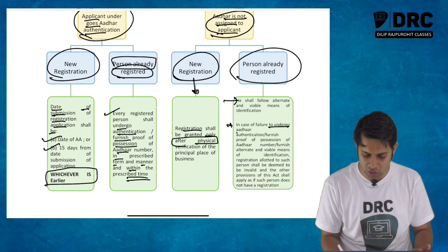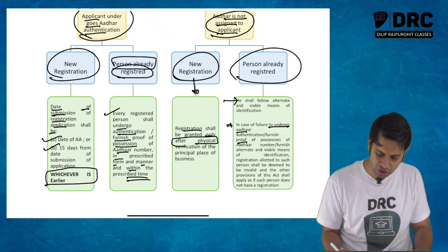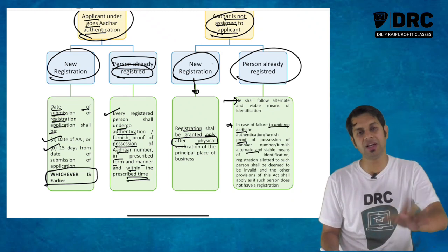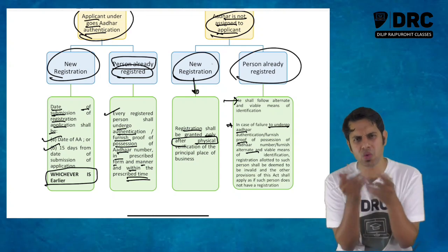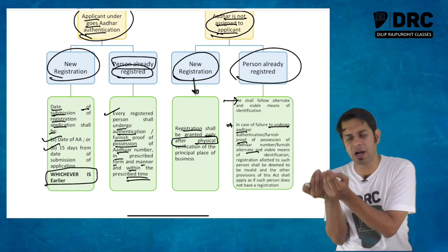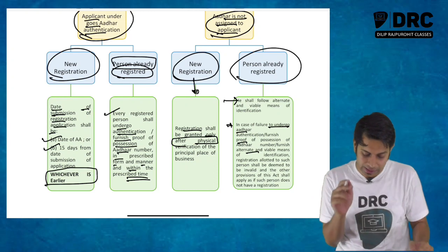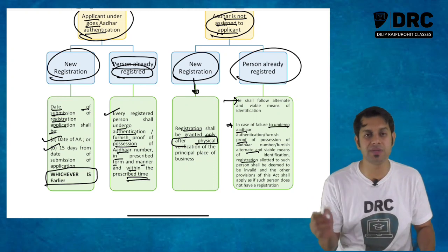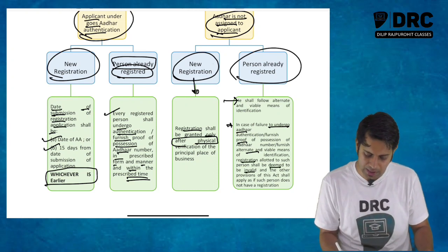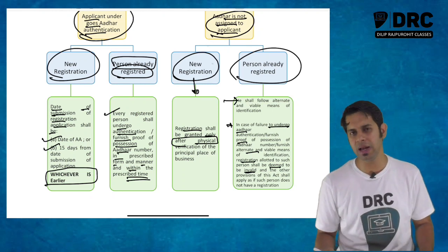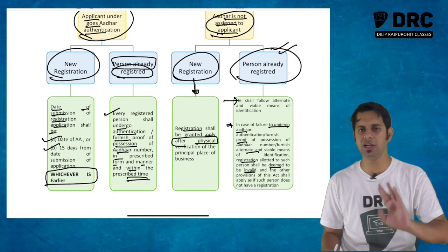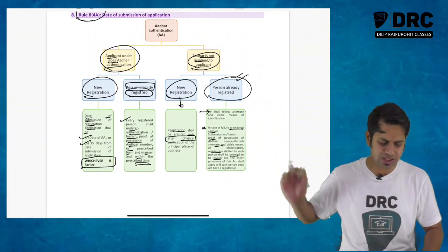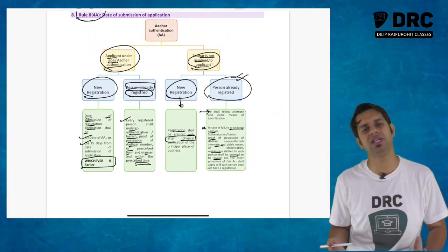In case of failure to do Aadhaar authentication or furnish the proof of possession of Aadhaar, or furnish alternative and viable means. If I am not able to do Aadhaar authentication, if I am not able to follow the alternative means also which they have given, in such cases the registration which has been already allotted to you shall be deemed to be invalid. This is only for those persons who are already issued the registration certificate. So this is the amendment which has happened in the registration chapter.